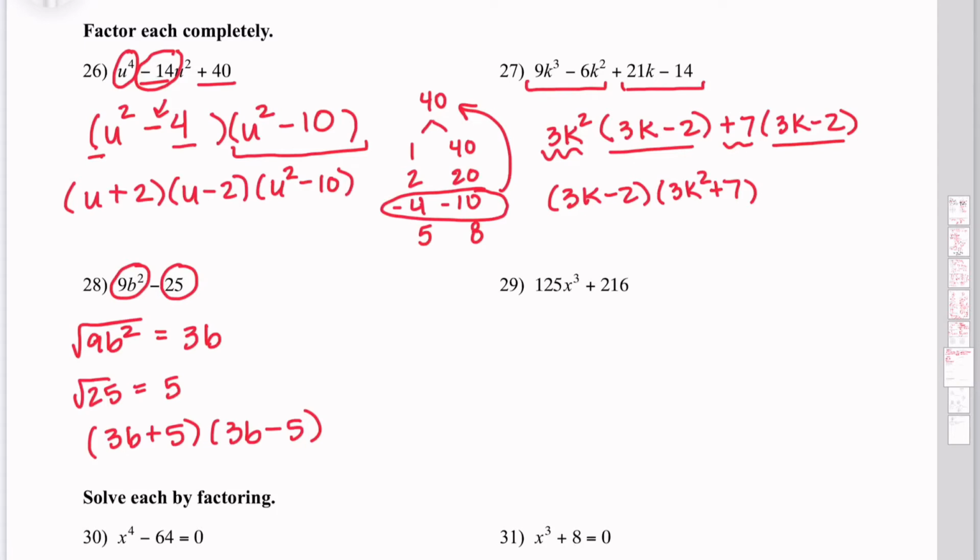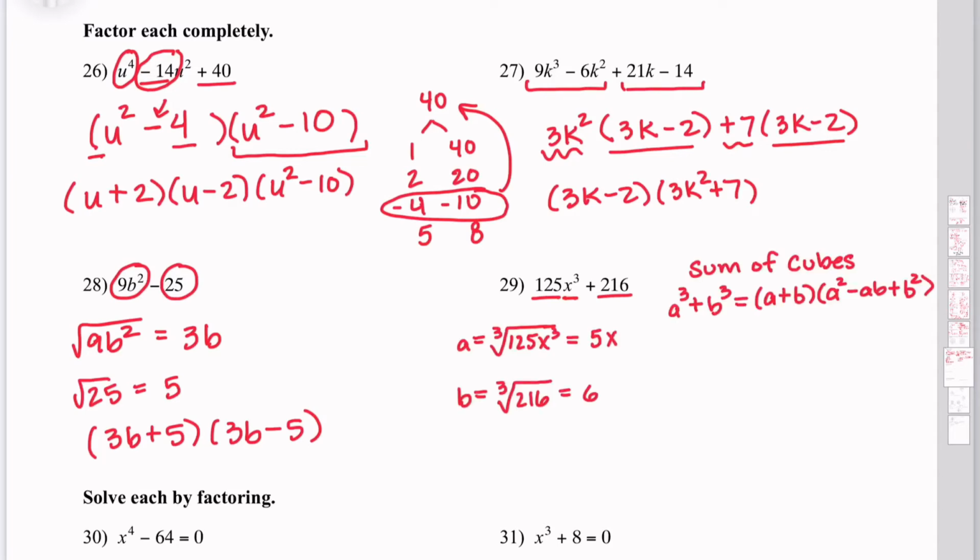Question 29, we are dealing with a sum of cubes. So how can we tell that this is a sum of cubes? First, our x is to the power of 3. Second, the leading coefficient can be rewritten as 5 cubed. And lastly, this constant can be rewritten as 6 cubed. Using this formula and our a and b values, we can just plug in and factor. A plus b, so 5x plus 6, times a squared, so 5x squared, minus a times b, plus b squared.